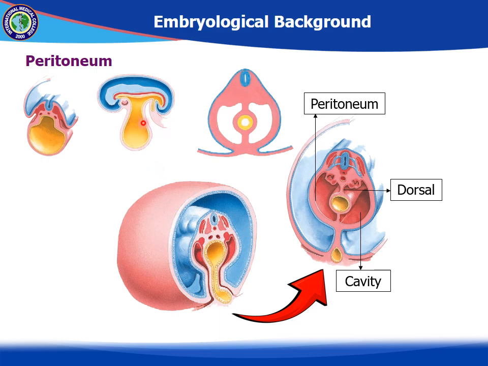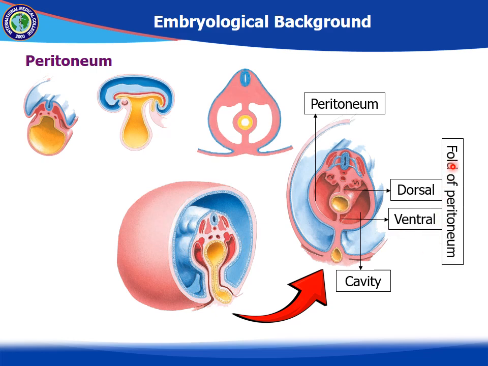So above the level of this connection, we will get the dorsal mesentery as a dorsal fold as well as a ventral fold. So these are folds of peritoneum to keep the gut in position and in a suspended position. This part is going to develop from the stomach.